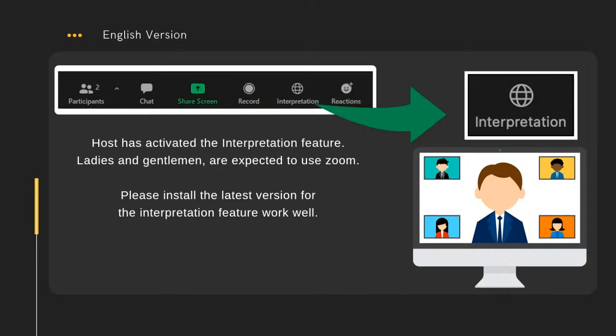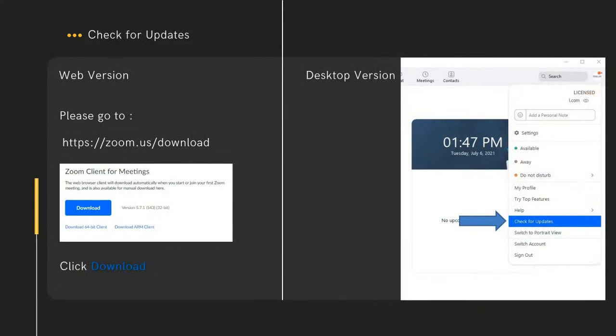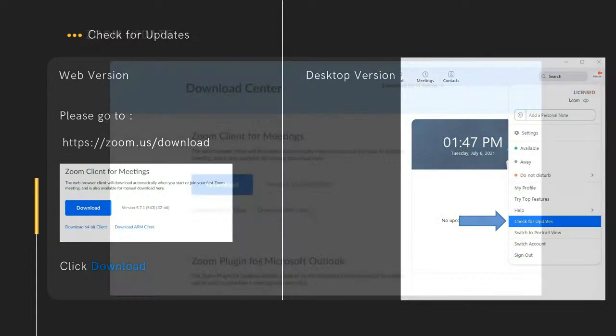The host has activated the interpretation feature. Ladies and gentlemen, you are expected to use Zoom. Please install the latest version for the interpretation feature to work well. Please go to www.zoom.us/download.